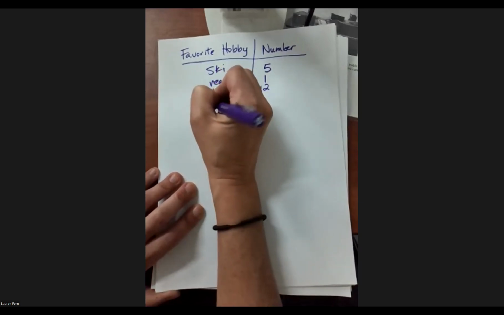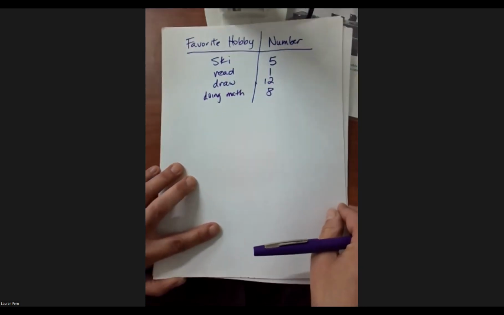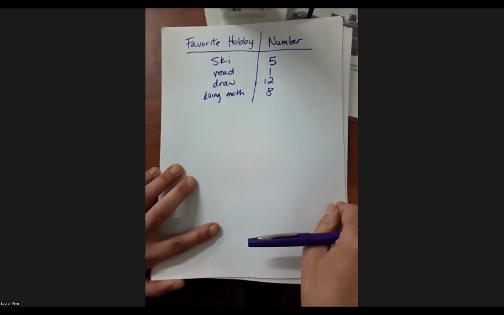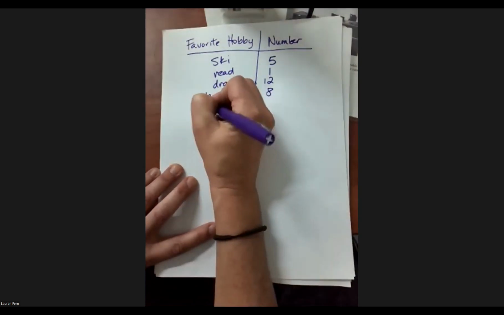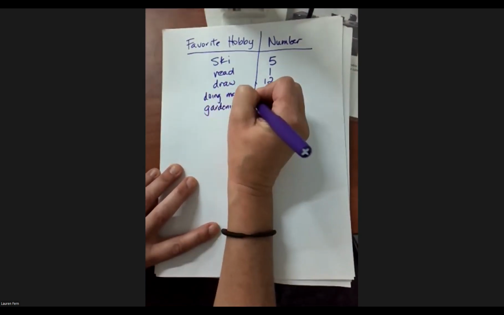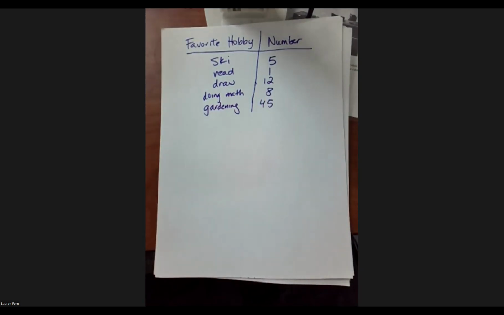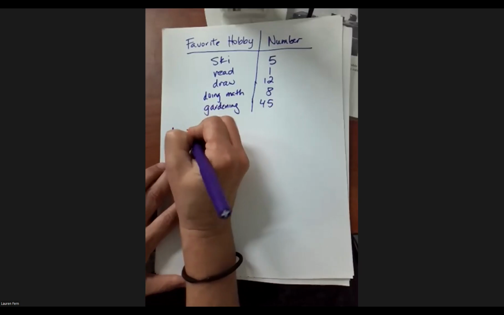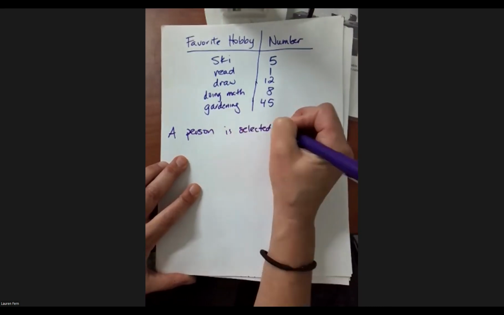How about doing math? Okay, tell me one other hobby. What do you like to do? What is it? I love it. How many people like gardening? All right, as you know, this was a scientific study. Okay, so suppose a person from this group is selected at random.